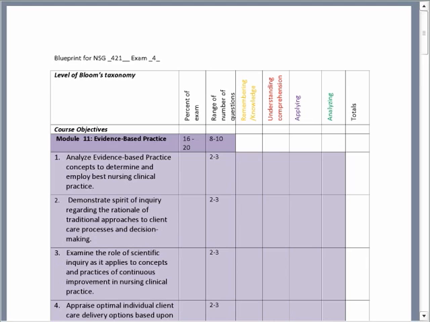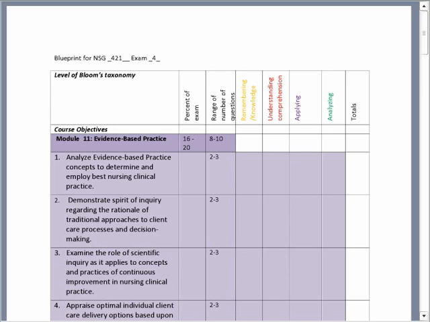This is Nursing 421's Exam 4 content review for topics 11 through 15. The attachment to this presentation is actually the Word document that is your blueprint for Exam 4. If you can pull that up, we will be going through that Exam 4 blueprint very succinctly. We're going to hit each of the topics and each of the objectives for each of those topics.